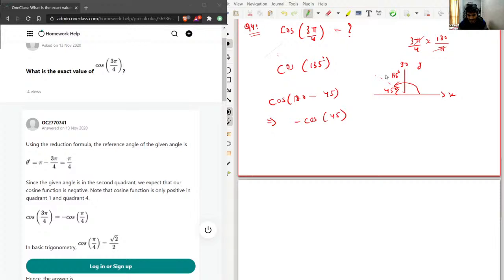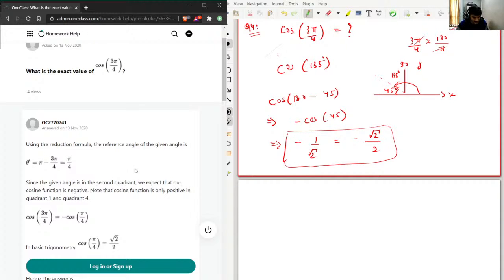The angle is lying in the second quadrant, and in the second quadrant only sine is positive, sine or cosecant. So cosine will be negative, so just add a negative sign here. But we have already used the reduction formula and we have got the sign as negative. So I'll just write this as negative, and cosine 45 is 1 over square root of 2. I can just rationalize this, and this is the answer.